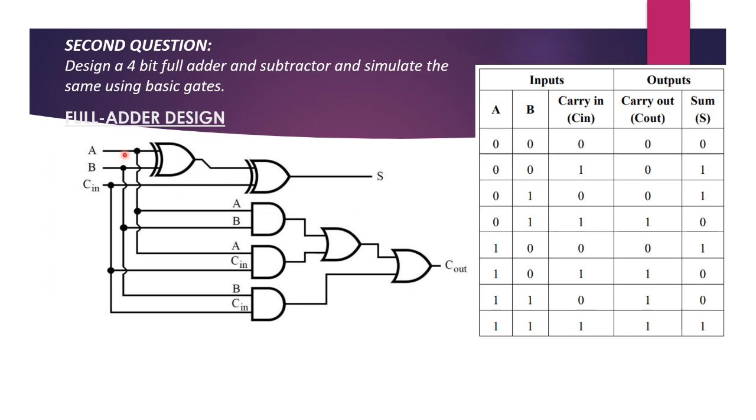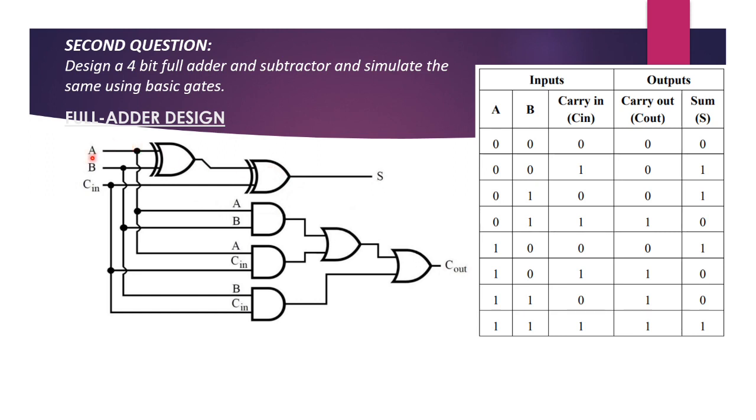And if we assign A equal to 1, B equal to 0 and C equal to 1, we will get the sum as 0 and carry out as 1. Let me tell you how exactly it works. This is an exclusive OR gate. This is also an exclusive OR gate.